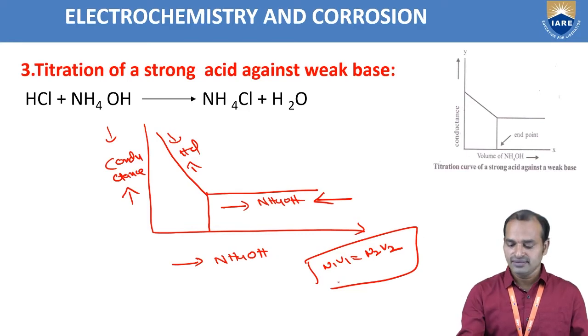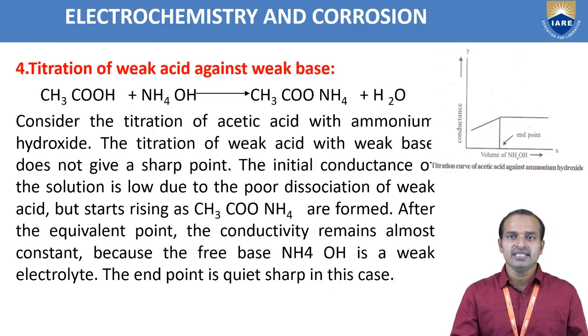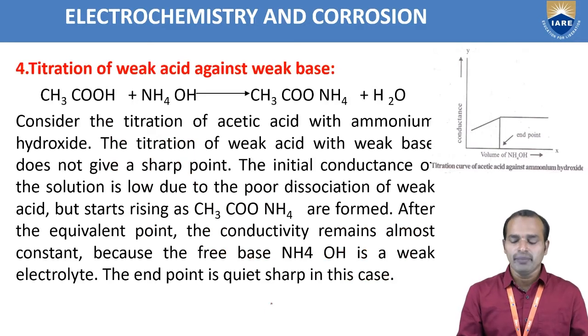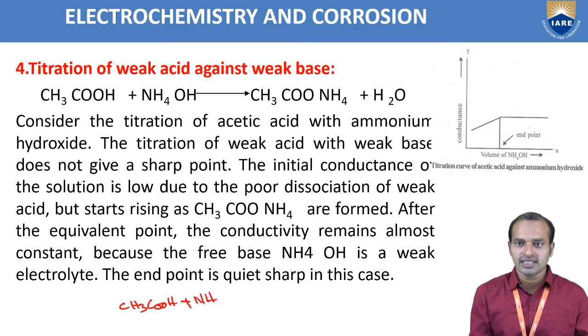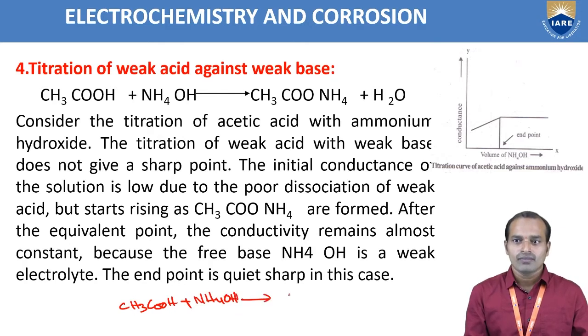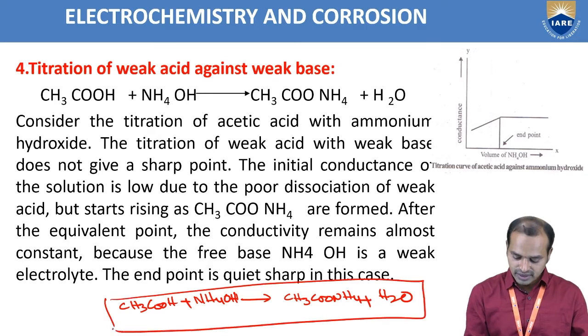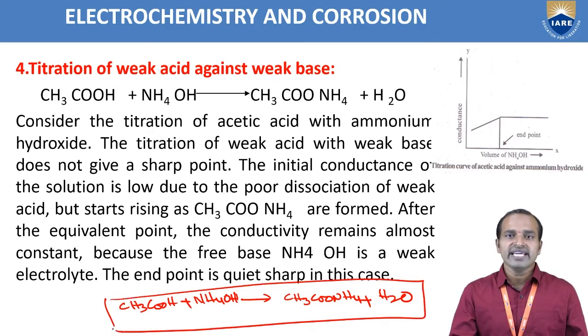Next, one more titration, that is weak acid versus weak base. In weak acid versus weak base, the weak acid is acetic acid CH3COOH and the weak base is ammonium hydroxide NH4OH. This forms CH3COONH4 plus H2O. So this is the chemical reaction. The weak acid is CH3COOH.